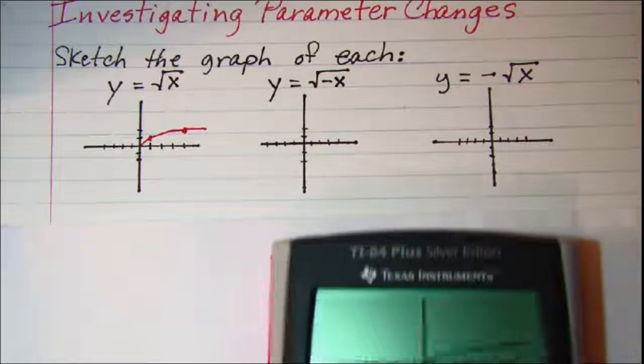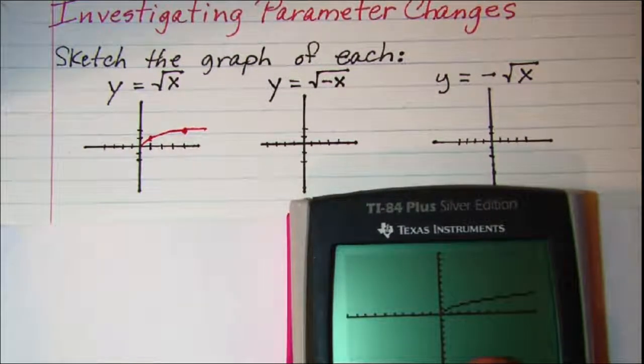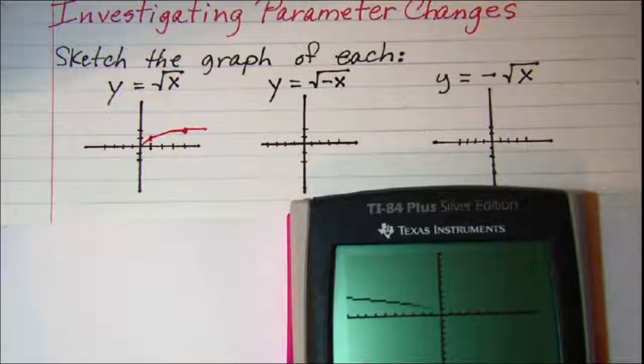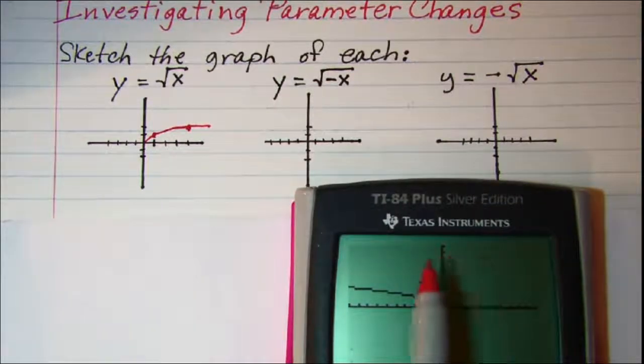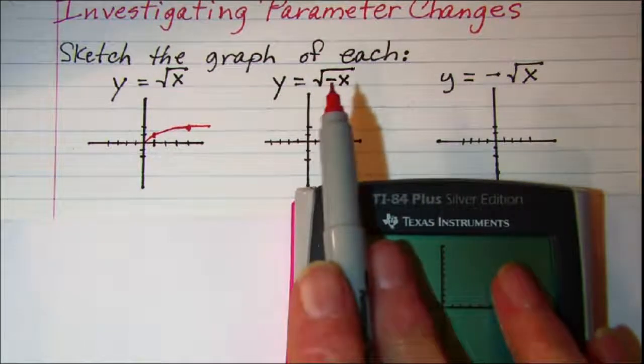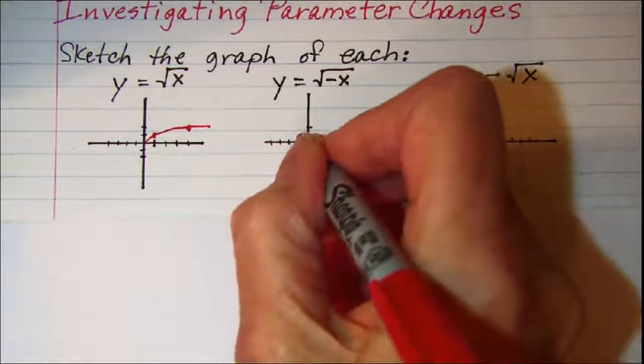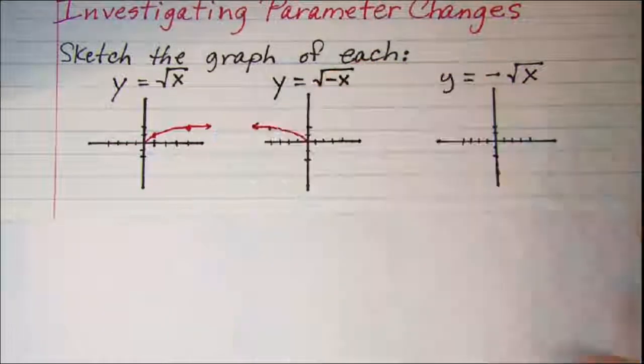Now we're going to change the parameter so that instead of the square root of x, we have the square root of negative x. So this looks like when we negate the x, our graph is reflected across the y-axis. So this one goes like this.